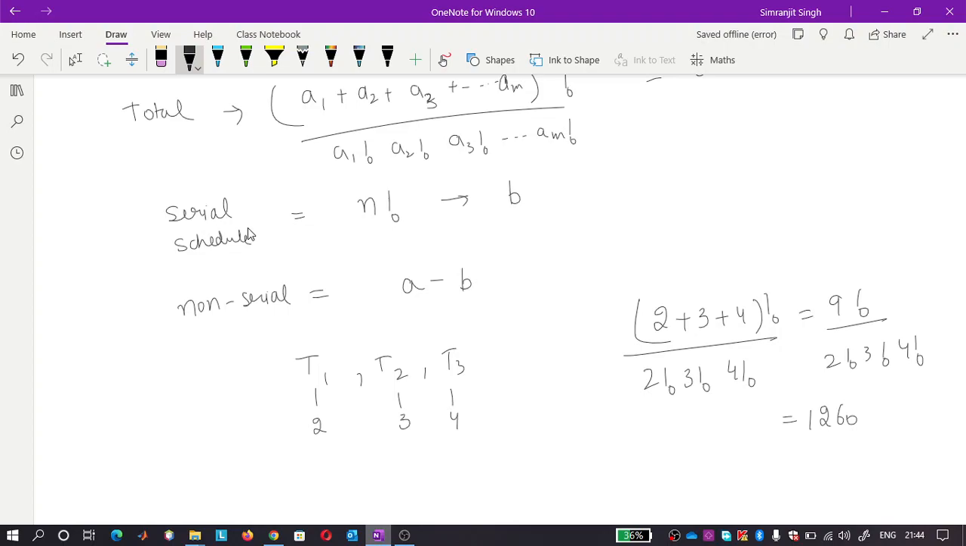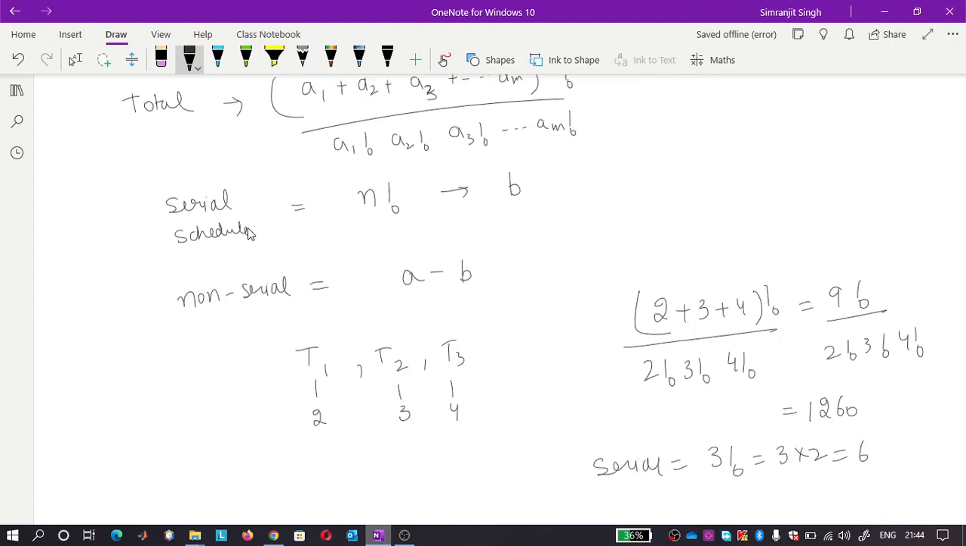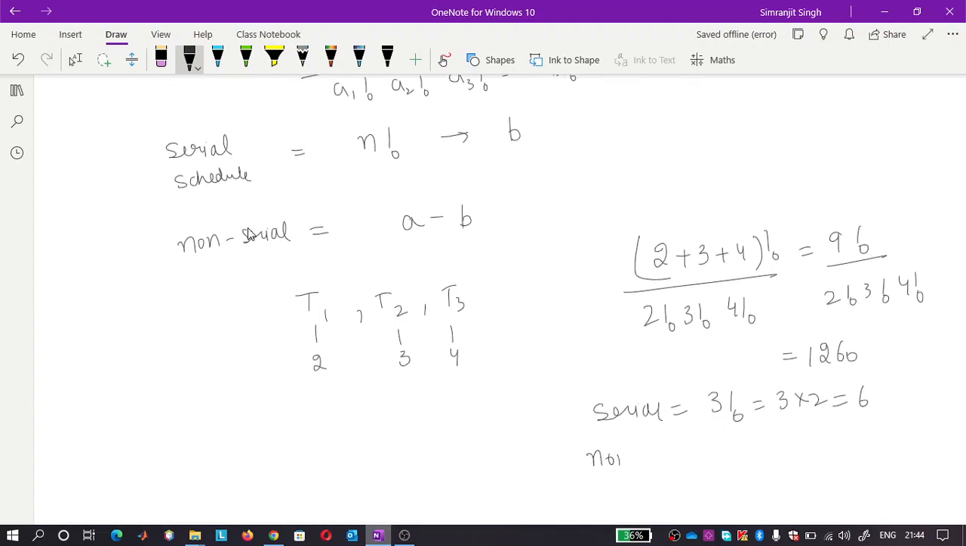Out of which, how many serial schedules? The total number of transactions is 3, so serial schedules are 3 factorial. It will be 6 serial schedules. So non-serial schedules will be 1260 minus 6, which is 1254. You can calculate it out. So just a simple example. Okay, so this is the whole concept of the schedule part.